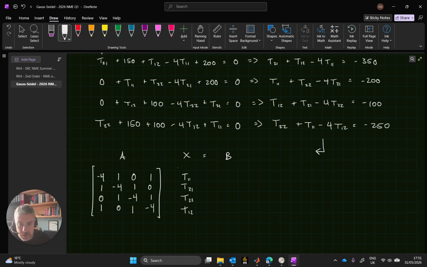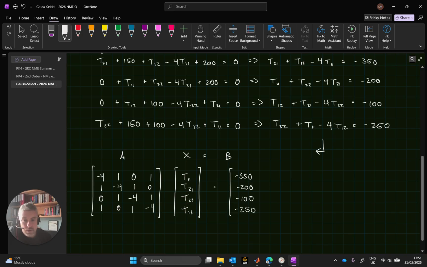This is the coefficient matrix, the system response column vector, and that's equal to the forcing vector. Forcing vector then are just going to be our results here: -350, -200, -100, and -250. Right? Same order. Okay, same order. T21s, T22s, -4, and T12s, yes.